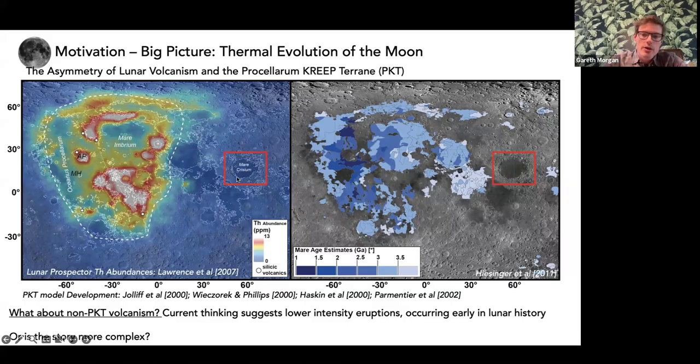And we're not arguing against this model, but at least we want to see if it's as simple as this, or if there's something more complex about the volcanic history of the moon. So that's the very big picture.